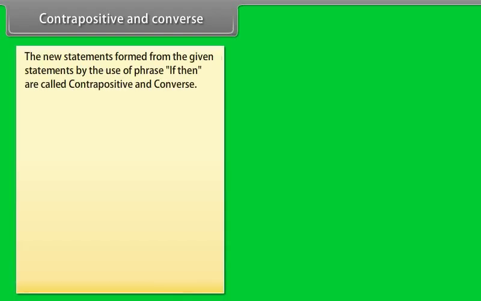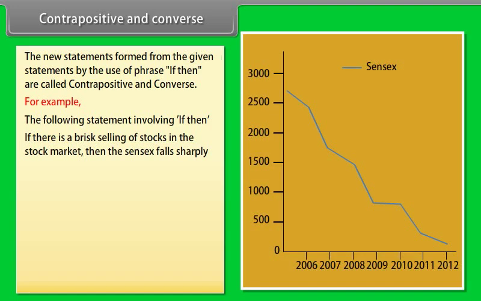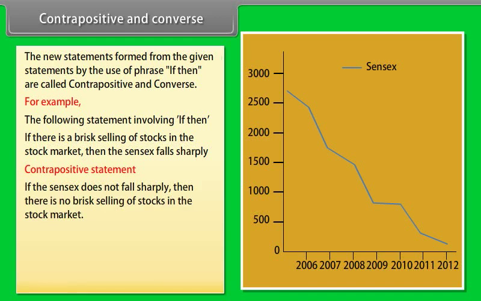Contrapositive and converse. The new statements formed from the given statements by the use of the phrase if-then are called contrapositive and converse. For example, consider the following statement involving if-then. If there is a brisk selling of stocks in the stock market, then the Sensex falls sharply. The contrapositive of this statement is, if the Sensex does not fall sharply, then there is no brisk selling of stocks in the stock market. Both the statements convey the same meaning.